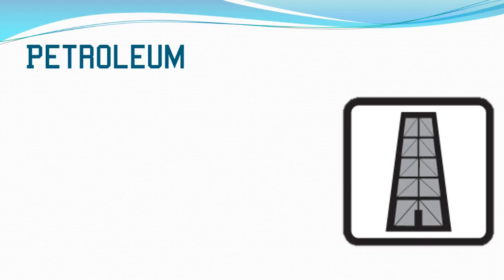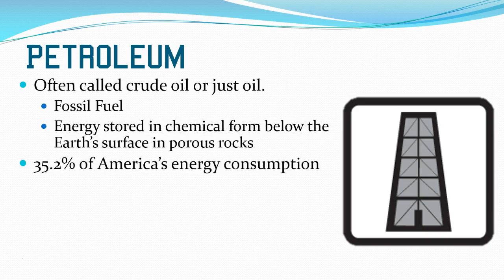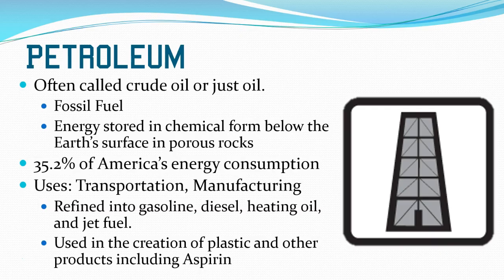One of the most common fossil fuels you'll see is petroleum. It's often called crude oil or just oil. It's a fossil fuel, and its energy is stored in chemical form below the Earth's surface in porous rocks. So rocks that have holes in them so that we can easily drain this out or pump it out. All of our non-renewable energy sources had very small percentages, but petroleum is about 35.2% of America's energy consumption. That's a big percent. We use it for transportation mostly and manufacturing as well.